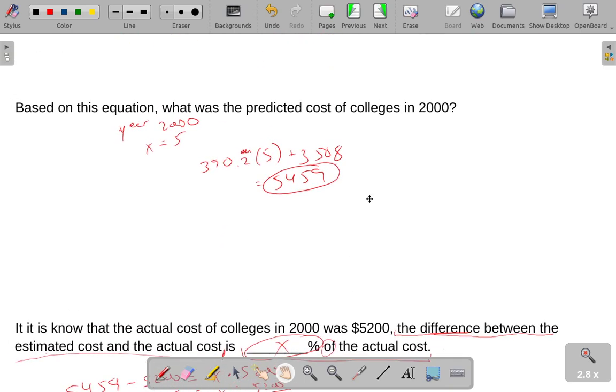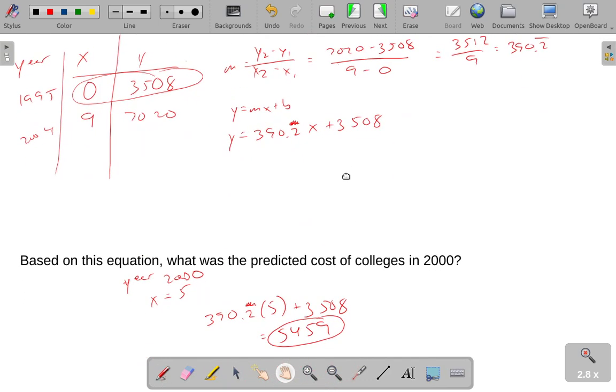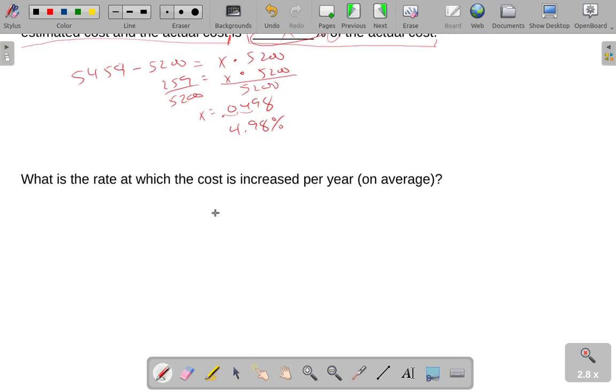Let's look back at the model. So this model says 390.2 plus 3508. Okay, so if we're starting out at some year, if we're trying to figure out the increased cost per year on average, then we're just going to use the model here. And we're going to say, okay, if it's starting out here, and we're talking about moving over exactly 1 year, what would the raise in the cost be?